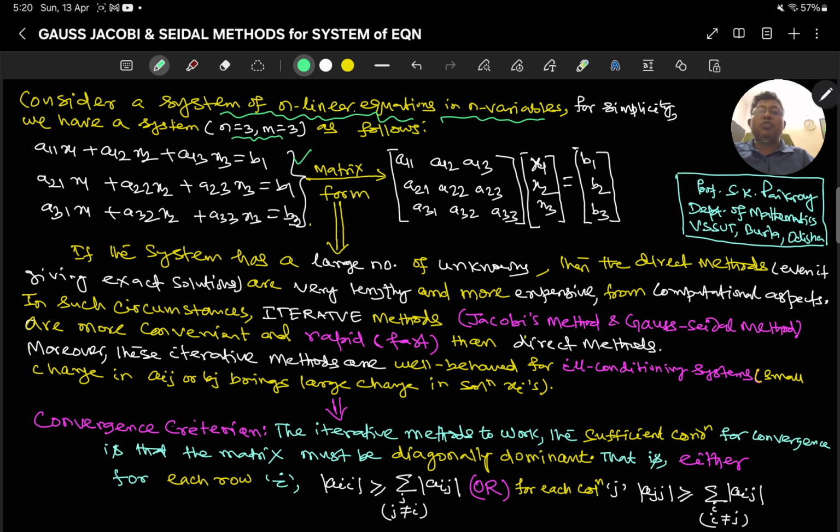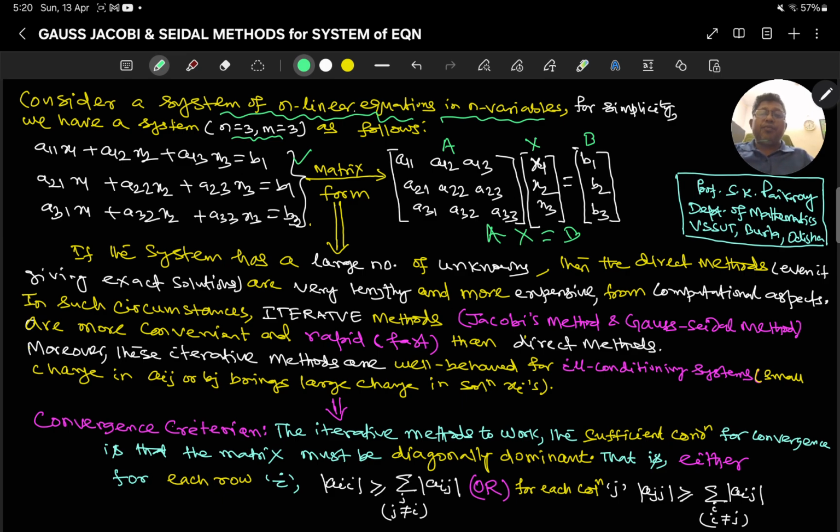Now in matrix form we are able to write it. I just write the coefficients a11, a12, a13, a21, a22, a23, a31, a32, a33, then x1, x2, x3, is equal to b1, b2, b3, the right hand side. That means I may call this matrix A, the coefficient matrix. This is my unknown vector x. This is my constant vector b. So in matrix form, or in short, we are able to write it as Ax is equal to b.